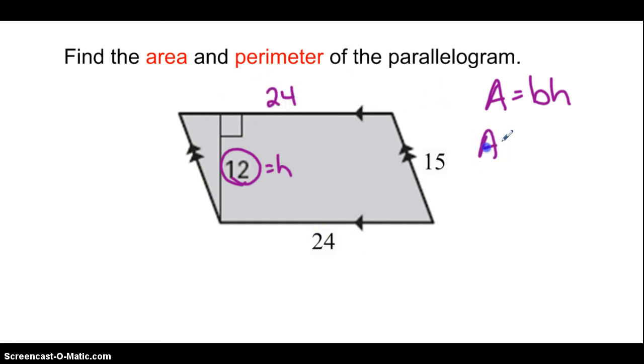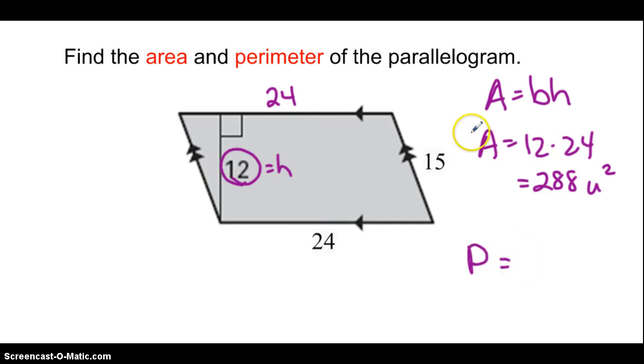So to find the area, it's just going to be 12 times 24, and let's see, 24 times 12 is 288. And this would be units squared since we're talking about area. The perimeter is quite easy. Perimeter is just adding all of the sides. So opposite sides are congruent, so this side's also 15. So we have 30 plus 48, which is 78 units.